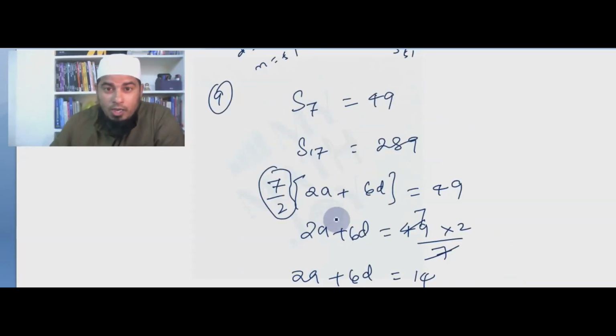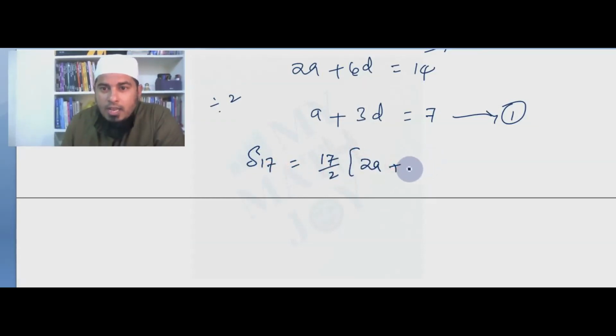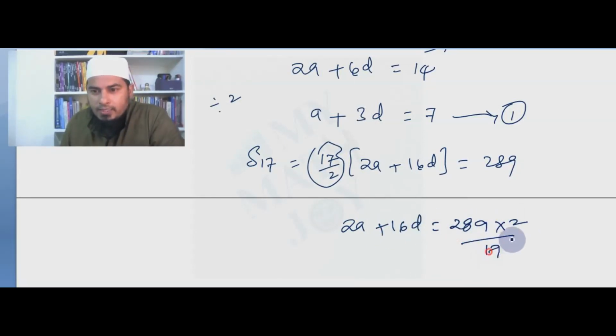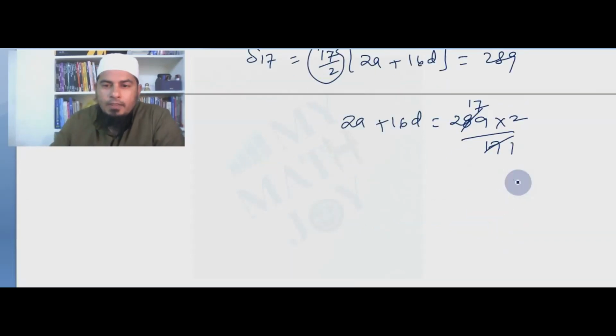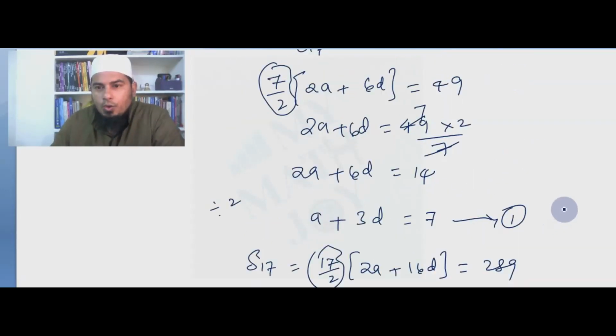Similarly, if you work on S17, what you will get is S17 in the expanded form is 17 over 2 into 2a plus 16d is equal to 289. If I want to transpose this 17 over 2 to the right side, you get 289 over 17, which is 17. Then you'll get 2a plus 16d is equal to 17 times 2, which is 34. I want to divide it by 2 to make it smaller. A plus 8d is equal to 17. Equation number 2.